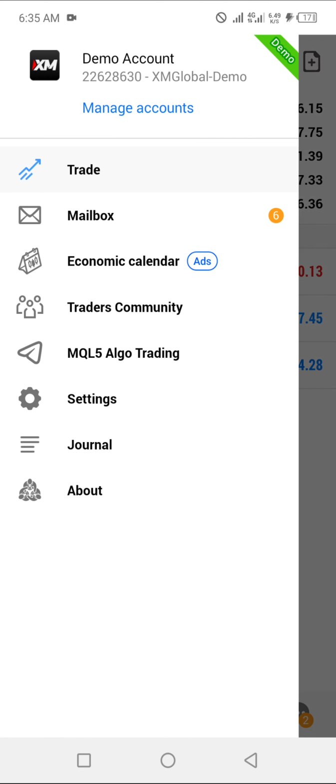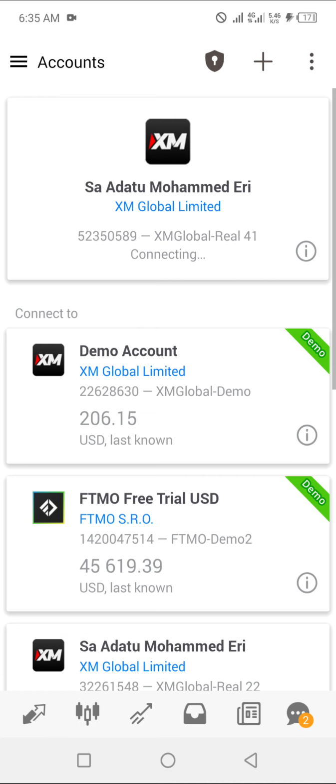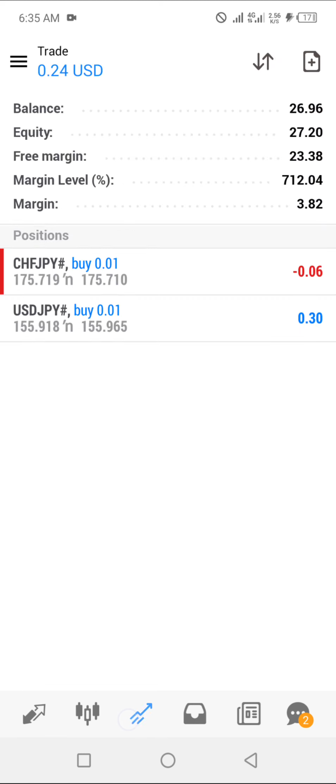We also have a real account which we have been trading from $15. You can see where we are right now. We have actually been trading this account right from what? $15, and here we are right now where we are.